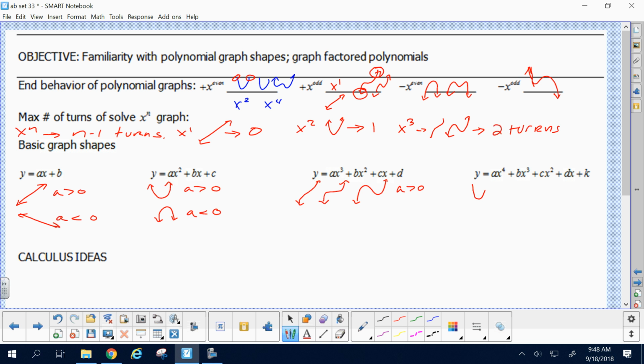Ax to the 4th. It could, by itself, just x to the 4th, look like a parabola, though it's steeper growing. It could take some W kind of turns, could take up to 3 turns, could take less. Could do stuff like that. The greater the power, the more possibilities. All right, now let's talk calculus. In this case, what's y prime?